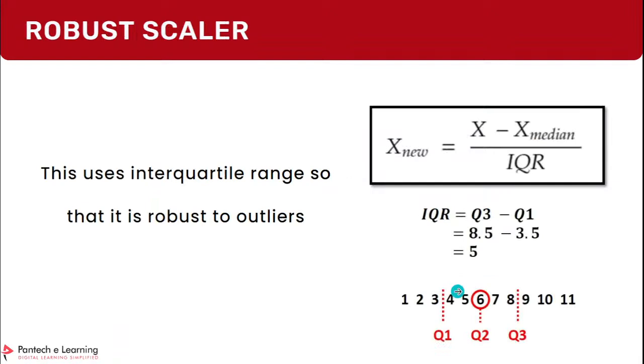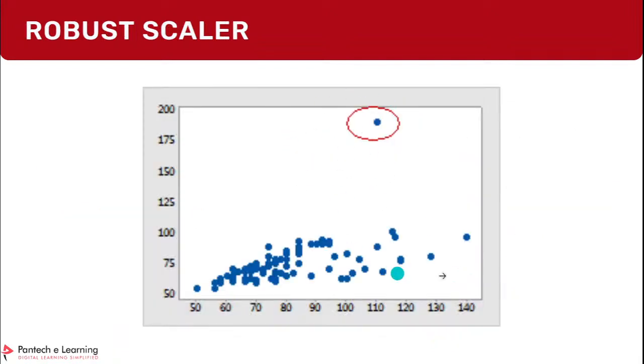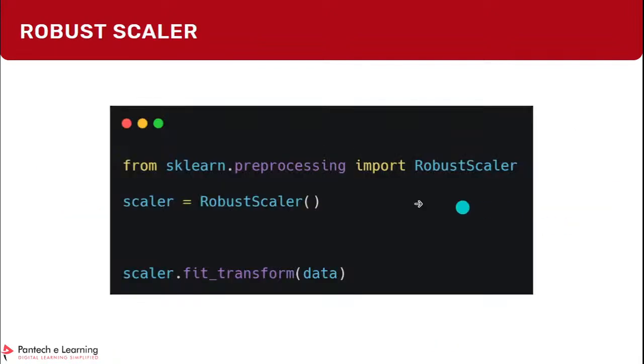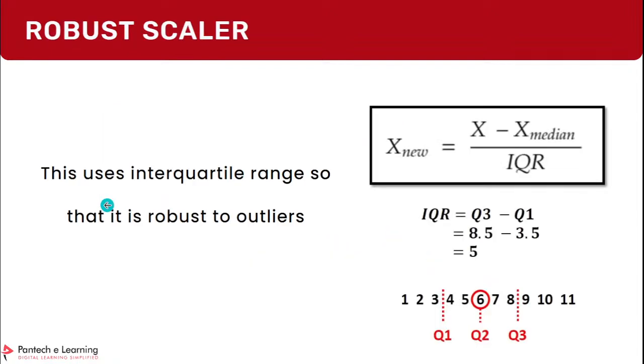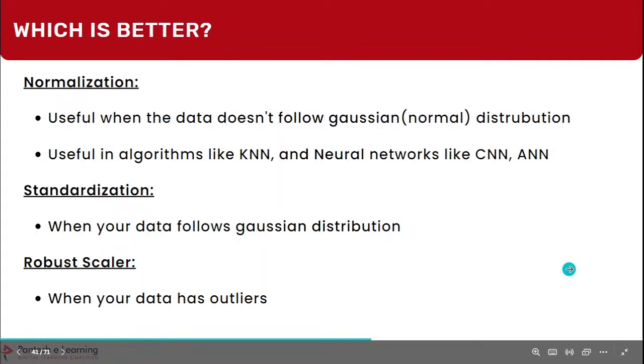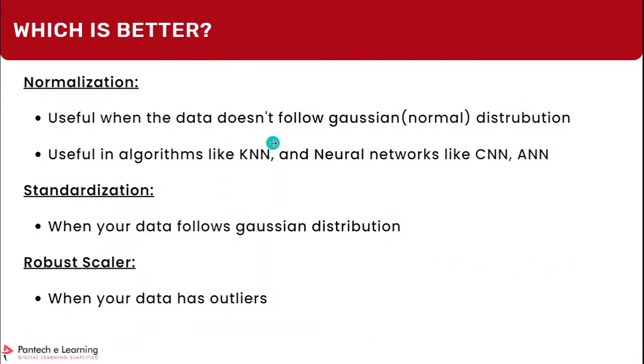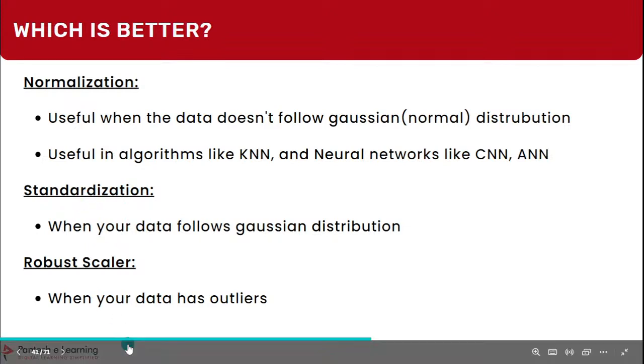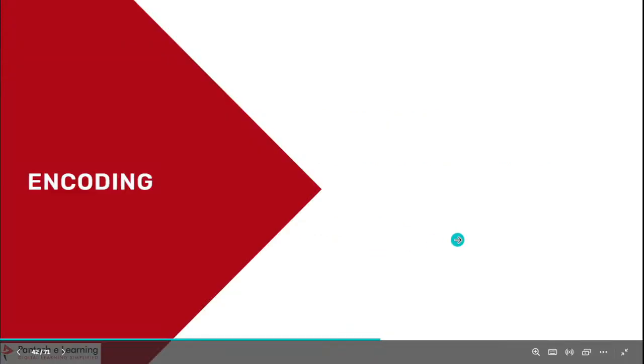And if you have a lot of outliers in your data, you could perform robust scalar, which uses the quartile range and gives more importance to the range between Q3 and Q1, and the outliers are given less importance. When your data doesn't follow normal distribution, you can go for normalization. When your data follows Gaussian distribution, you could use standardization. And when your data has outliers, you could use robust scalar.